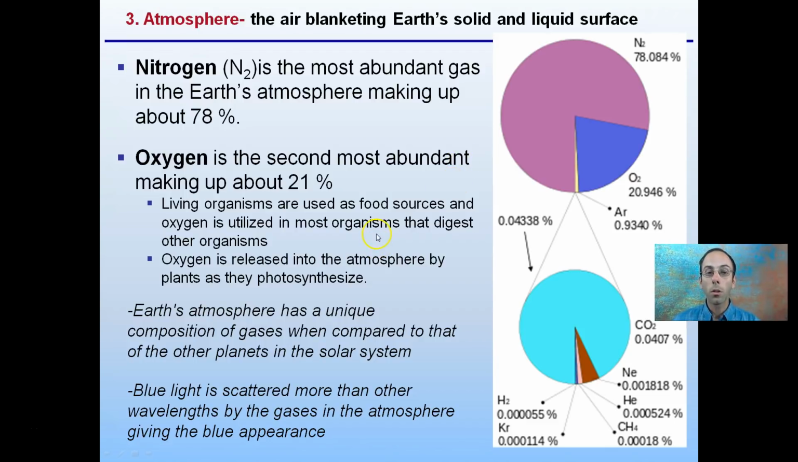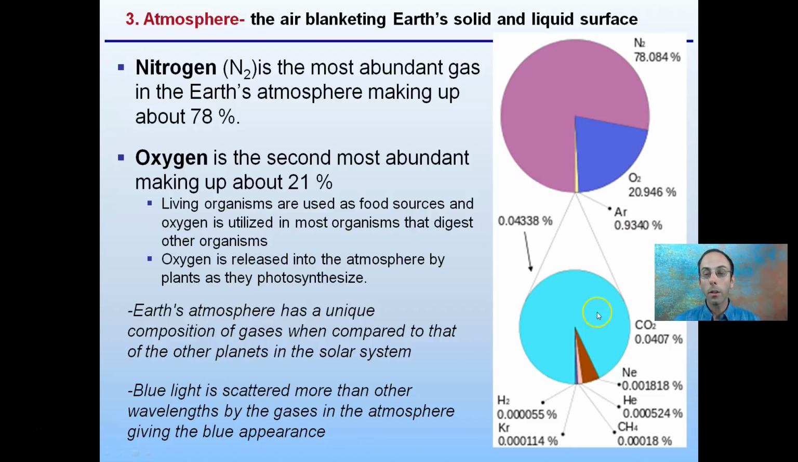Living organisms are used as food sources, and oxygen is utilized by organisms that digest other organisms. Oxygen is released into the atmosphere by plants as they photosynthesize. Earth's atmosphere has a unique composition of gases when compared to other planets within the solar system. Blue light is scattered more than other wavelengths by gases in the atmosphere, and that is in part what gives the sky its blue color.